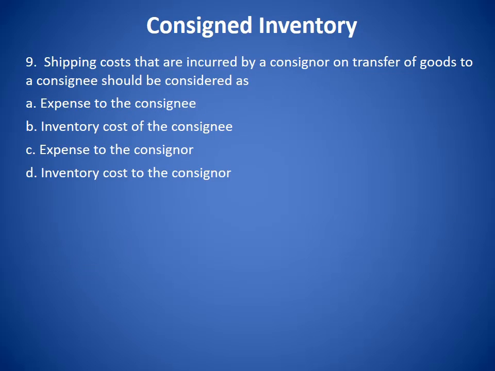Okay, let's try a couple of questions on consignment inventory. Question number 9: shipping costs that are incurred by a consignor on the transfer of goods to a consignee should be considered as, and we have 4 choices. Go ahead, stop the video, consider the choices, make your choice, and then when you are ready, restart your video for the answer slide.